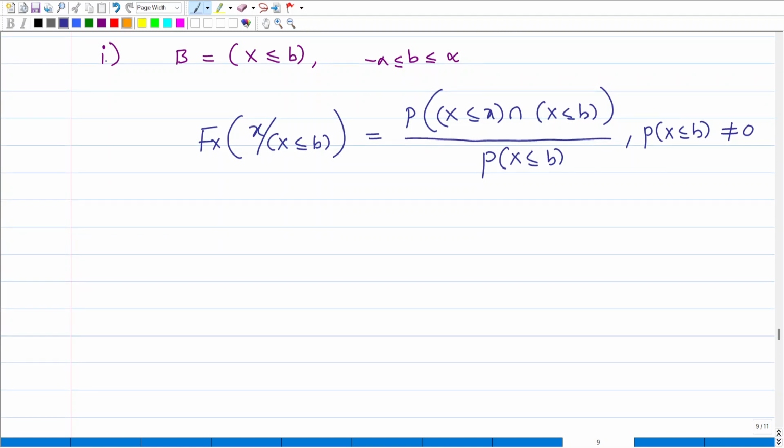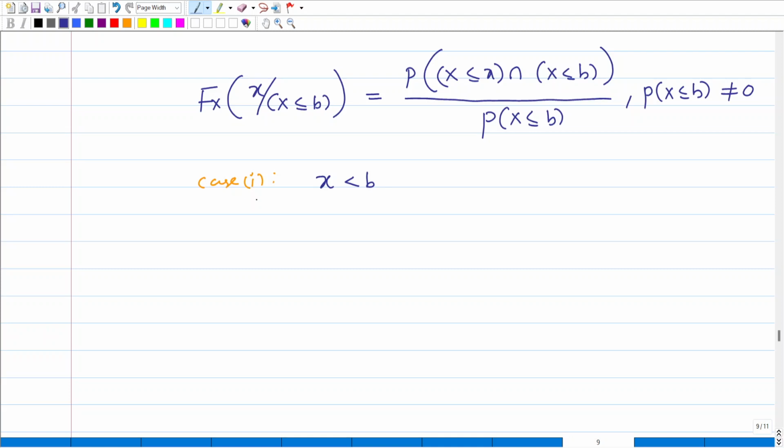Now let us see two cases in this. Case 1, small x less than b. Now let us see the joint event. What is here? Joint event x less than or equal to small x intersection x less than or equal to b. Let us talk about this.